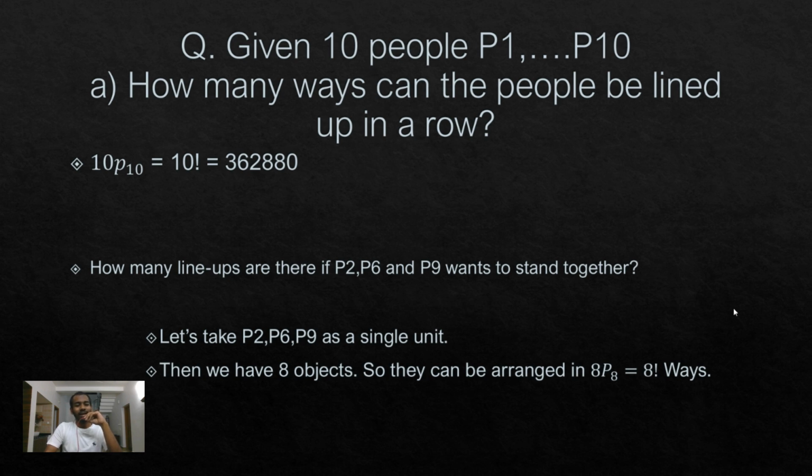So let's tackle the following question. How many lineups are there if P2, P6, and P9 want to stand together? In questions like this, we take the objects that want to stand together as a single unit. That's what I've done here. So we've taken P2, P6, and P9 as a single unit. Then we will have 7 plus 1, 8 objects, and they can be arranged in 8P8 ways. That is, we are choosing 8 elements from a set that contains 8 elements. So that is 8 factorial ways.